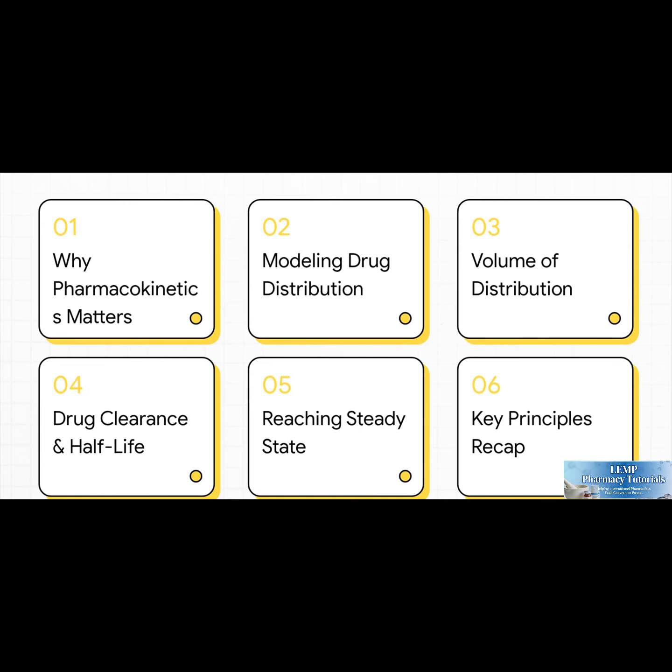So here's our game plan for today. We're going to start with why any of this matters in the first place. Then we'll look at how we actually model a drug's distribution. After that, we'll dive into the big 3 parameters: volume of distribution, clearance, and half-life. We'll see how they all work together to achieve the ultimate goal of steady state. And of course, we'll wrap it all up with a quick recap of the key principles.